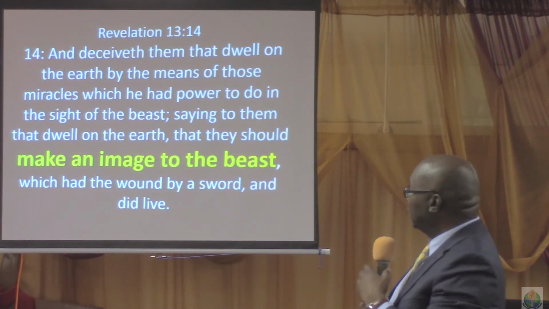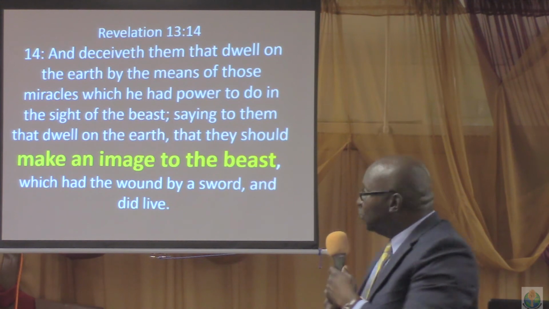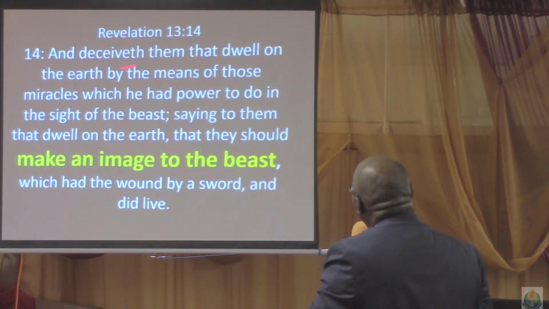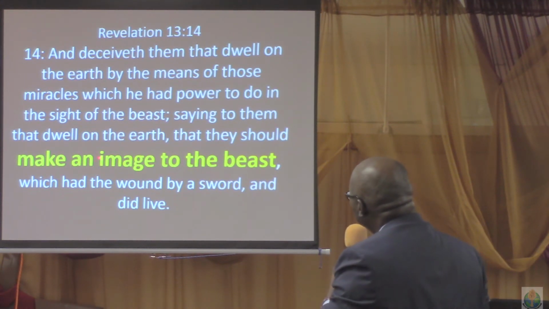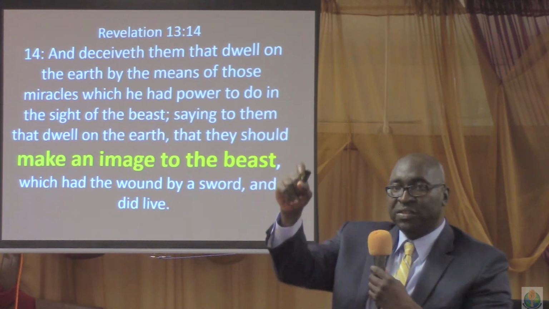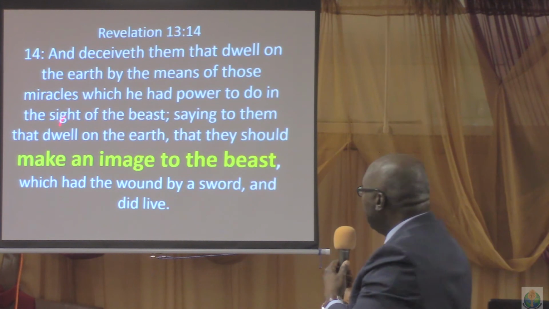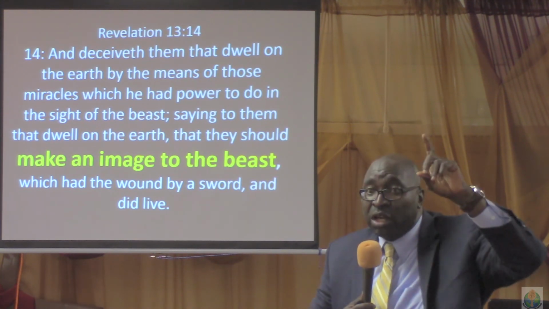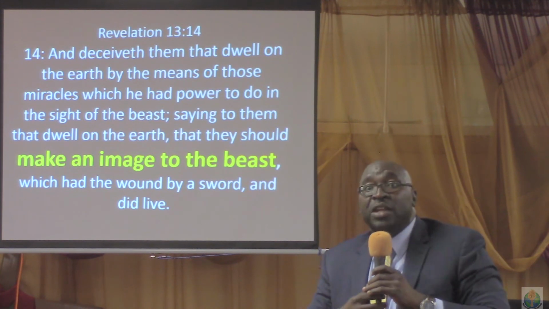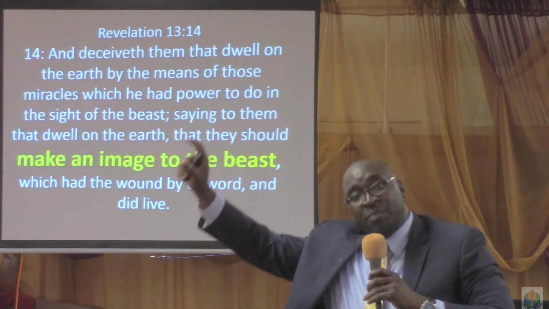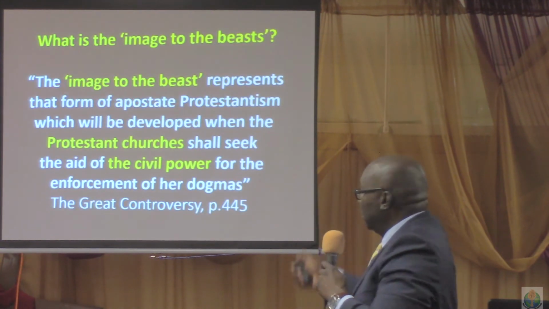Revelation 13:14 tells us something is going to change. Revelation 13:14 says, and deceiveth them that dwell on the earth by the means of those miracles which he had power to do in the sight of the beast, saying to them that dwell on the earth that they should make an image to the beast which had a wound by a sword and did live. What is it saying? It is saying that those on the second beast are going to make an image to the what? To the first beast. So the second beast is what? United States of America. Going to make an image looking like the beast of which one? The first beast.